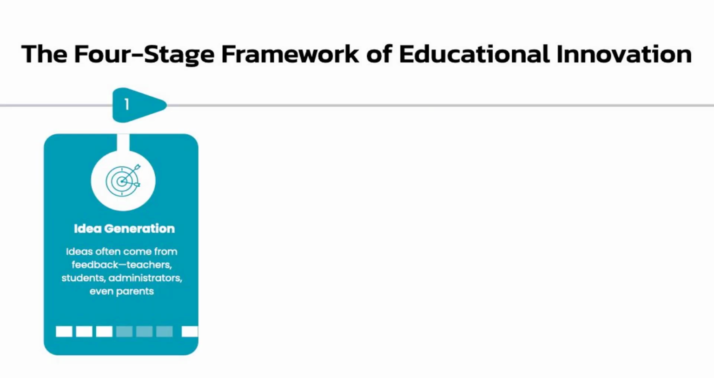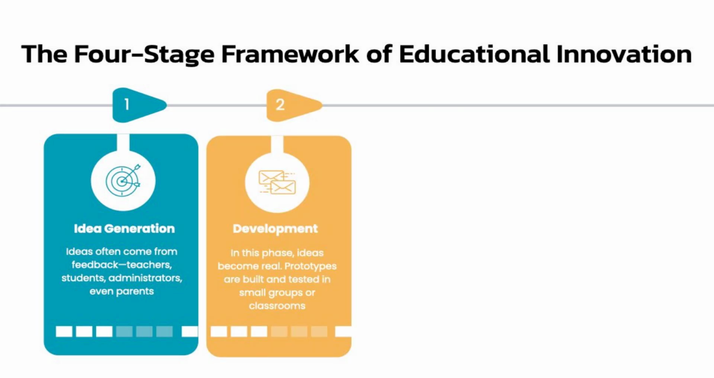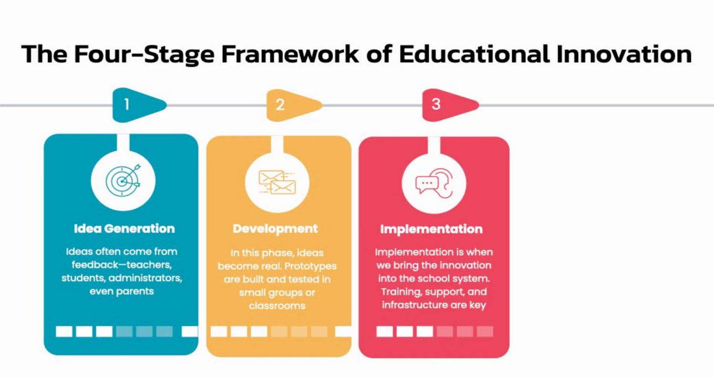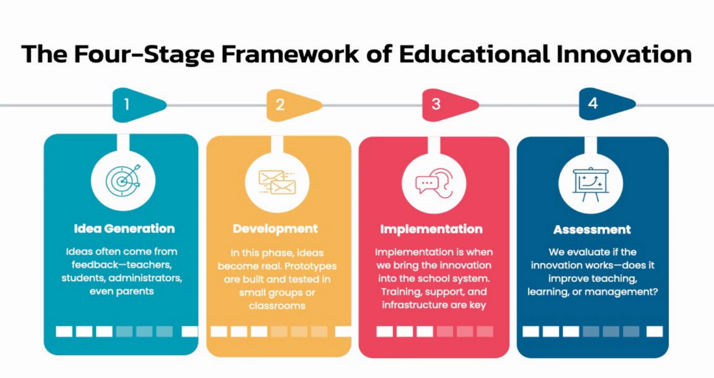The first step is idea generation. Ideas often come from feedback: teachers, students, administrators, even parents. 2. Development. In this phase, ideas become real. Prototypes are built and tested in small groups or classrooms. 3. Implementation occurs when we integrate innovation into the school system. Training, support, and infrastructure are key. The last step is assessment. We evaluate if the innovation works. Does it improve teaching, learning, or management?